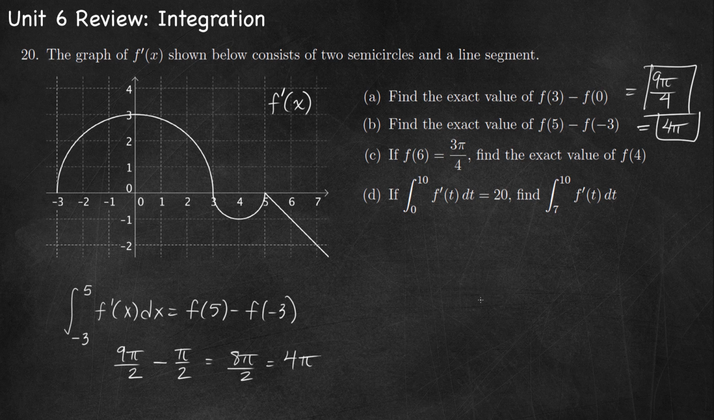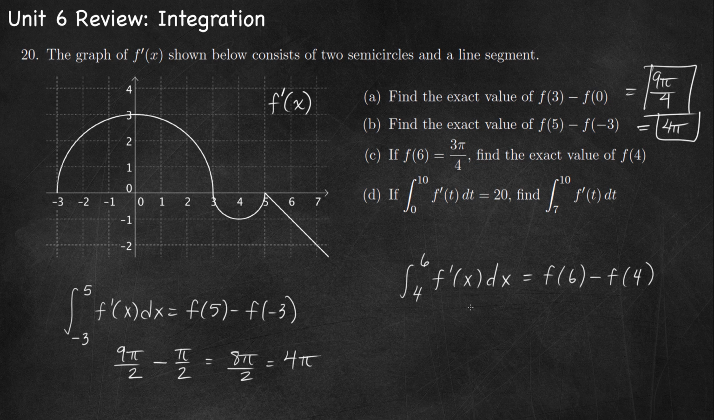Part C, if f of 6 equals 3 pi over 4, find the exact value of f of 4. Let's set up an integral that goes from 4 to 6. Because we know that is going to be equal to f of 6 minus f of 4. And we know the value of f of 6. So we'll be able to solve for f of 4 as long as we can find the value of the left-hand side. And the left-hand side here is just the area between 4 and 6.